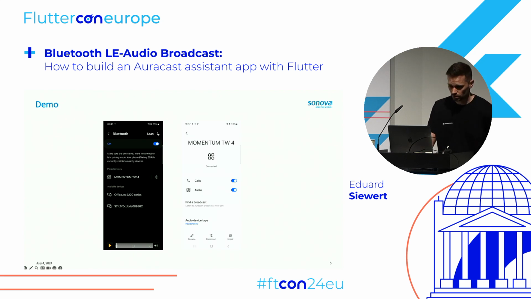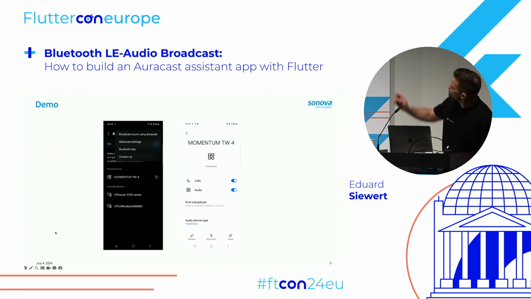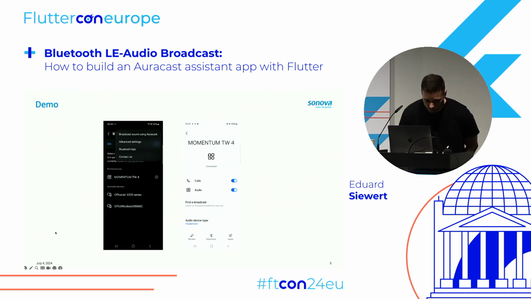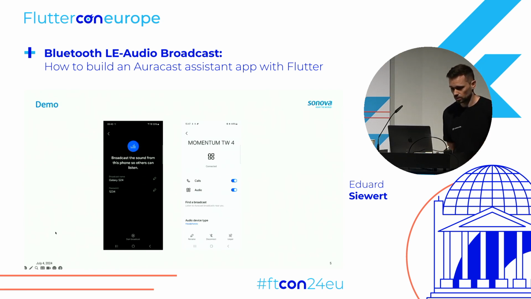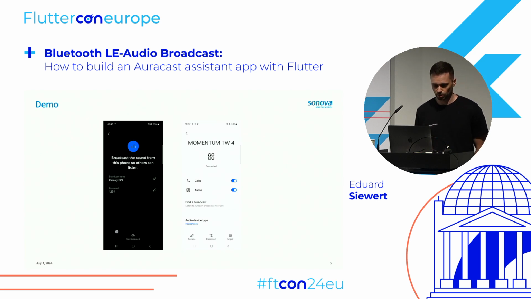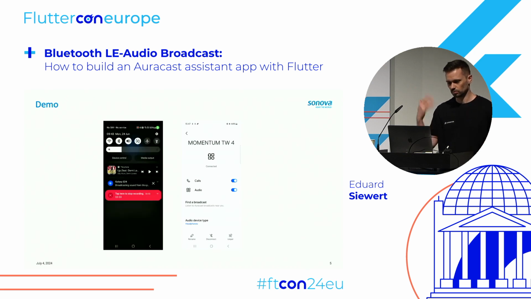You can see these 3 dots up here next to the scan button, and if you tap there, you get the option to broadcast sound using Auracast. You can select the name and the passcode, and then start the broadcast. And now your audio is streamed as a broadcast, and you will have this notification in your notification bar.